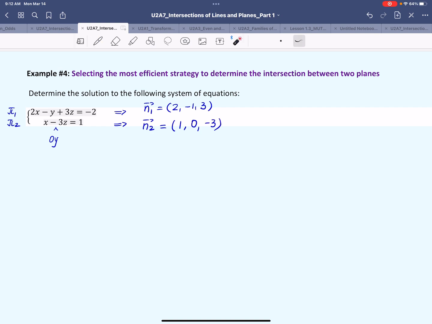As you can see here, these two normals are not scalar multiples of each other. So we'll say that n1 is different than kn2. And when normals are not scalar multiples of each other, it means that the two planes will intersect along a line. Which means that we can move on with the next step in the process to determining the equation of the line of intersection.